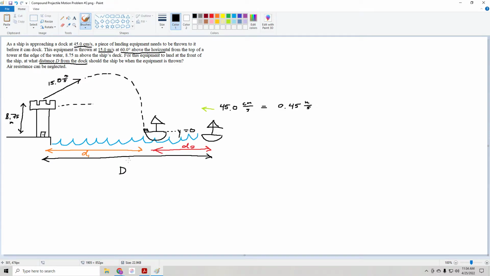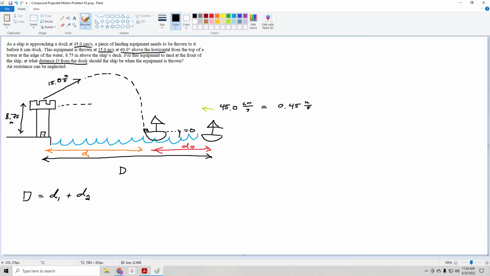So what's the relationship here between these? Well, capital D, the thing that we're trying to solve for, is the sum of d1 plus d2. That is how far away we want the ship to be when we throw the landing equipment out, so we can just hit the front of the ship in time. So let's solve for d1.